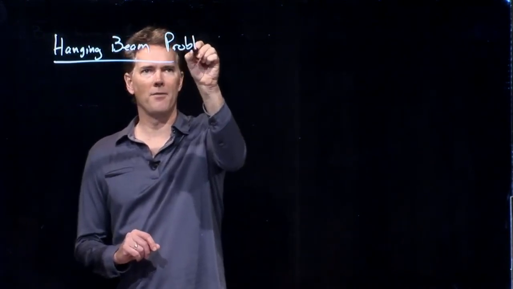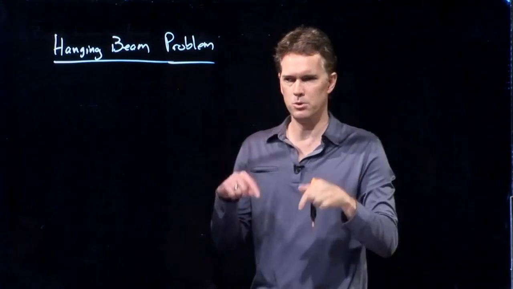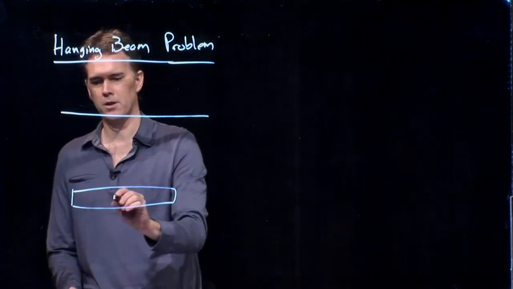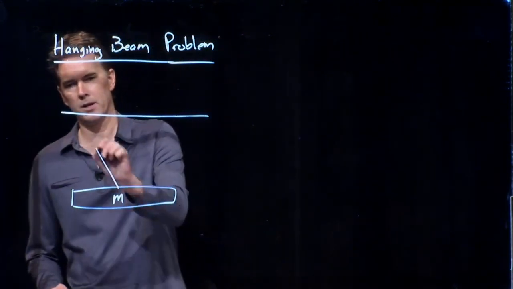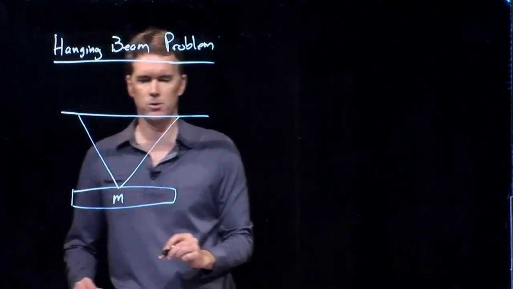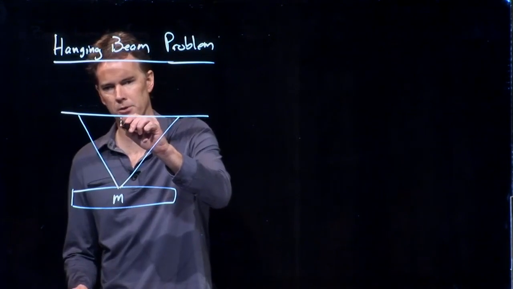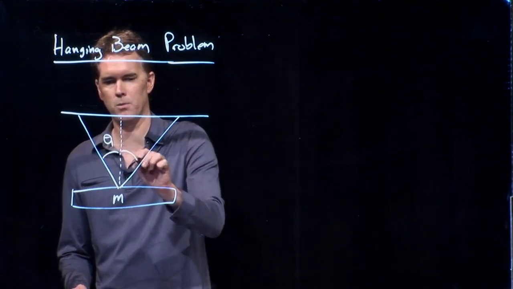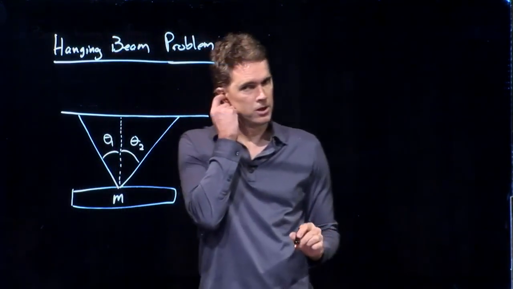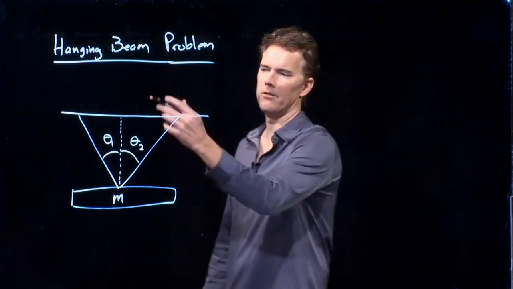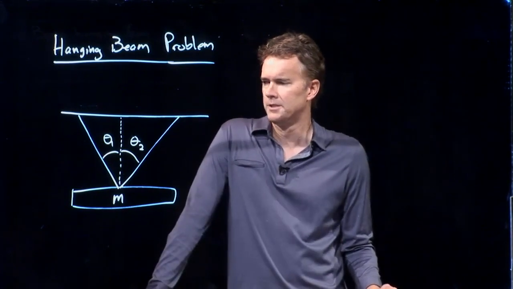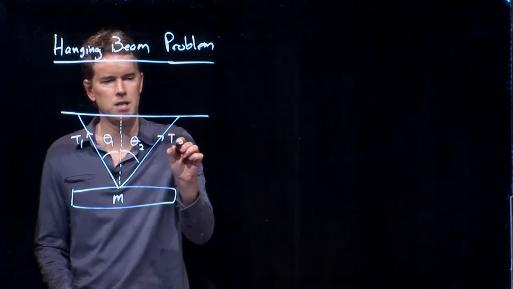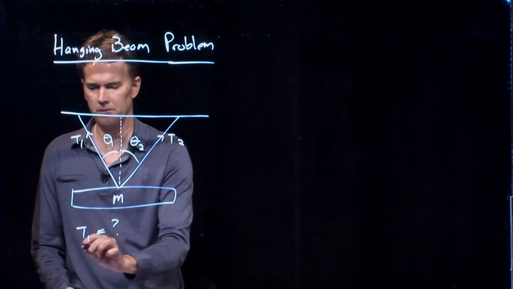The idea is we have a big heavy beam that's hanging from two cables, and we need to figure out what the tension is in those two cables. So here's our beam M. We have one cable going up like that, and one cable going up like that. We're going to tell you what the angle is for those two cables. That's theta 1, this is theta 2. You would be given some numbers for both the mass and theta 1 and theta 2. So we're wanting to figure out T1 and T2 in this system.